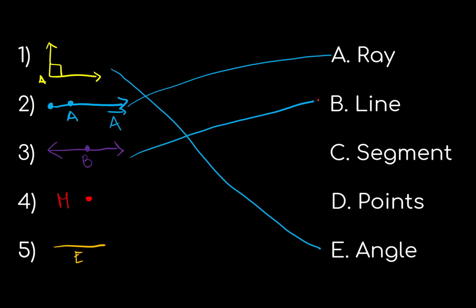Yes, you got it right. It's letter B, line, because there are 2 arrows, which means there are no starting points and there are no end points. Now what about 4? Yes, it is point M. What about number 5? Yes, got it right. It's a segment.